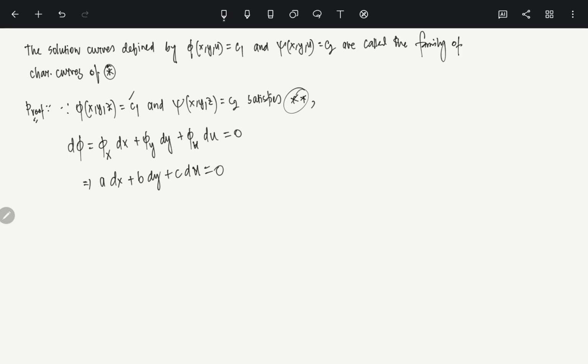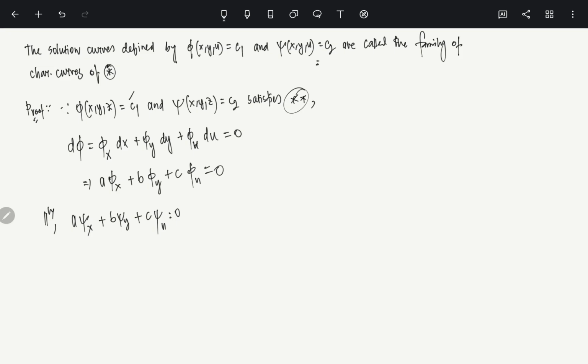And similarly, if you look at the other equation, that equation will give you a... one second, sorry, there's a small mistake which I made. This should be phi of x, phi of y, and phi of u. And similarly, from this other equation, you are going to get psi of x plus b of psi of y plus c of psi of u equals 0. I hope this is clear. Okay, a similar differential thing.